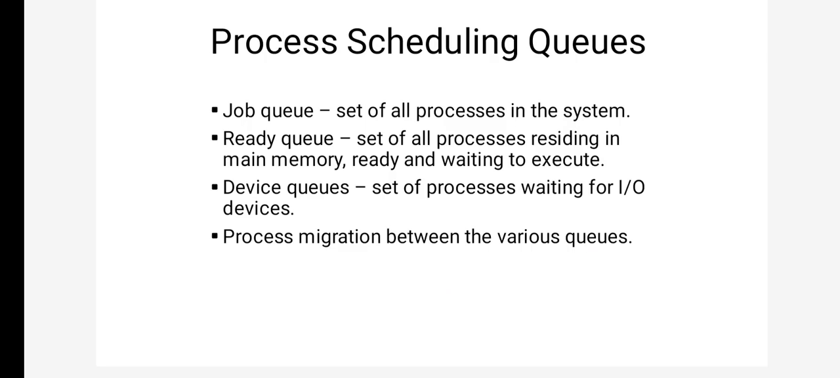Now we shall discuss process scheduling queues. Job queue: the set of all processes in the system. Ready queue: the set of all processes residing in main memory, ready and waiting to execute. Device queues: the set of processes waiting for IO devices. Processes migrate between the various queues.